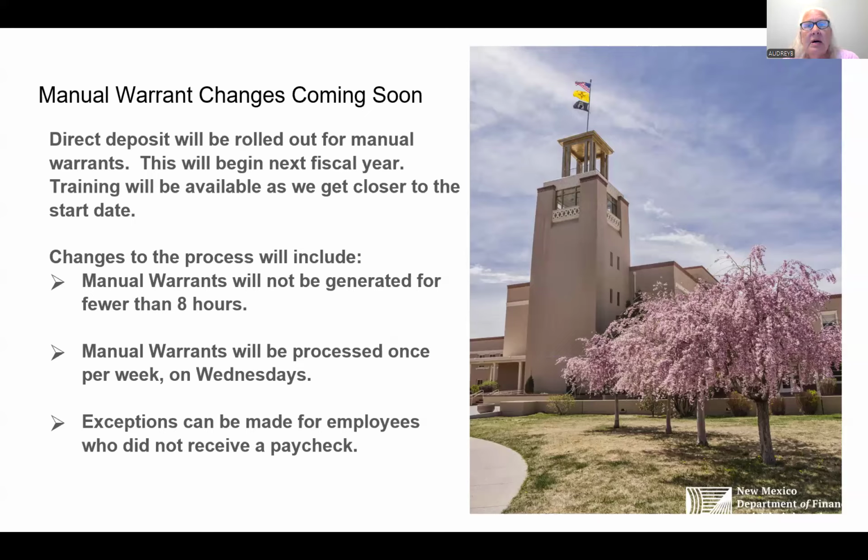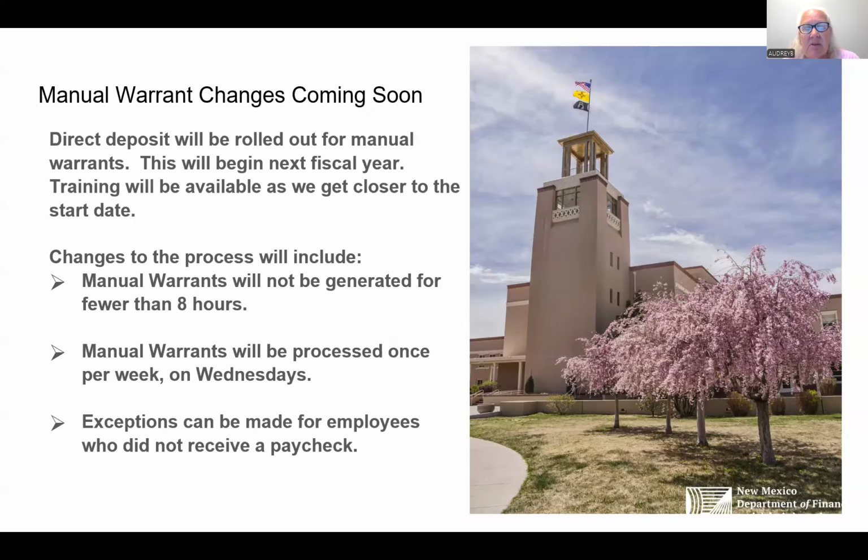Additionally, because we are offering the ability to do it by direct deposit, manual warrants will be processed once per week on Wednesdays for direct deposit only. There are exceptions that can be made. So if an employee requests a check as opposed to direct deposit, then we have to look at the circumstances under which they were underpaid.